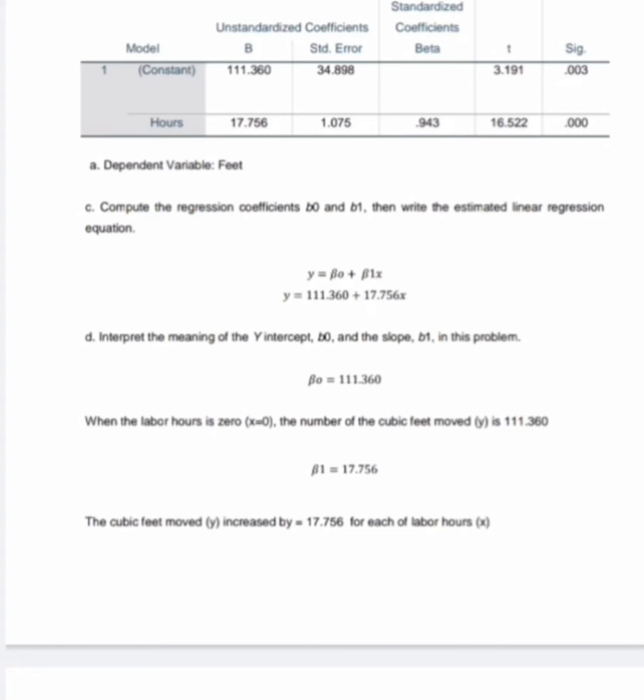For question C, compute the regression coefficients beta naught and beta 1. Then write the estimated linear regression equation. So, y is equal to beta naught plus beta 1x. It means y is equal to 111.360 plus 17.756x.